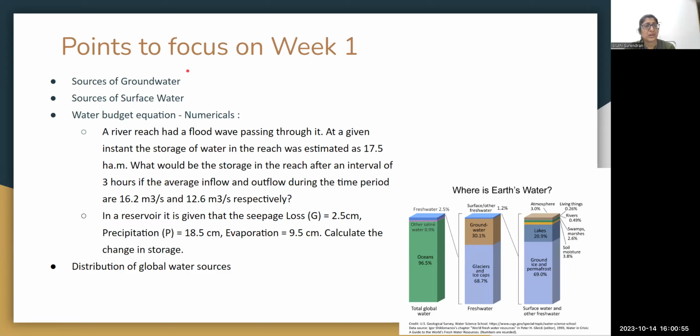Yeah, these are the sources of groundwater, aquifers. Then there are sources of surface water: rivers, streams, lakes. What are the sources of surface water?